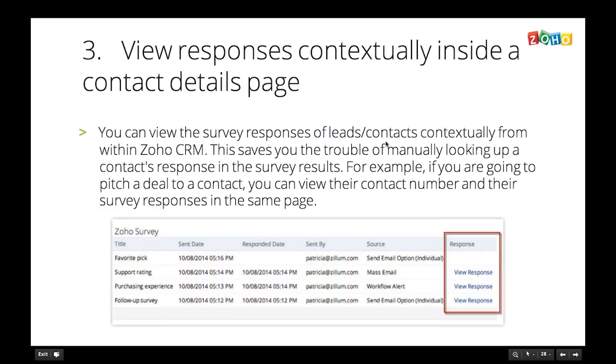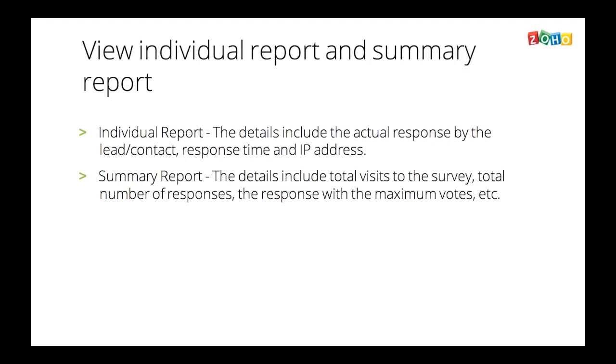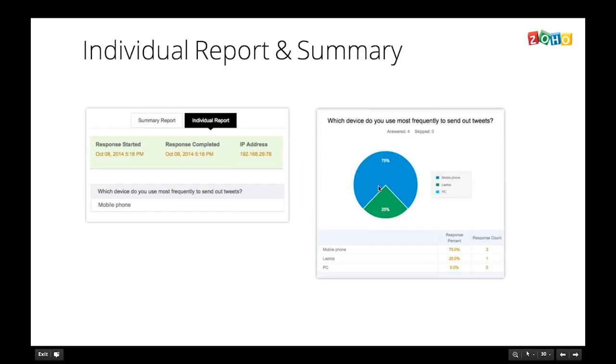And then in terms of viewing a response, this is an actual lead or contact, and you'll see a section called Zoho Survey, and then you'll see the relevant surveys here, and you can view those responses. If you don't see the view response button already available, that could be for a couple of different reasons, and we're going to go into those caveats in just a second. But in essence, you can view the individual report or the summary report from that link in the actual record. It looks something like this.